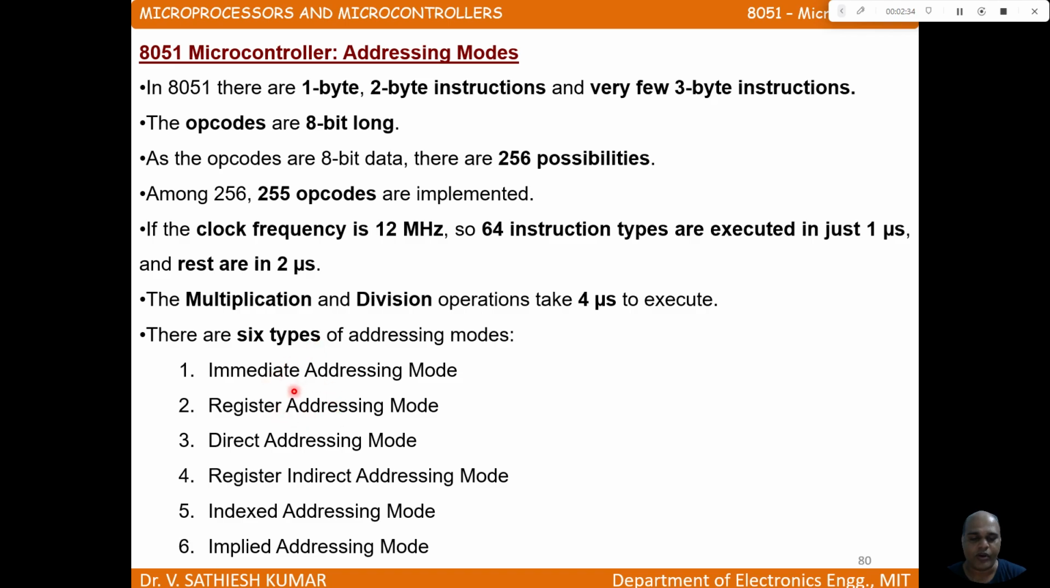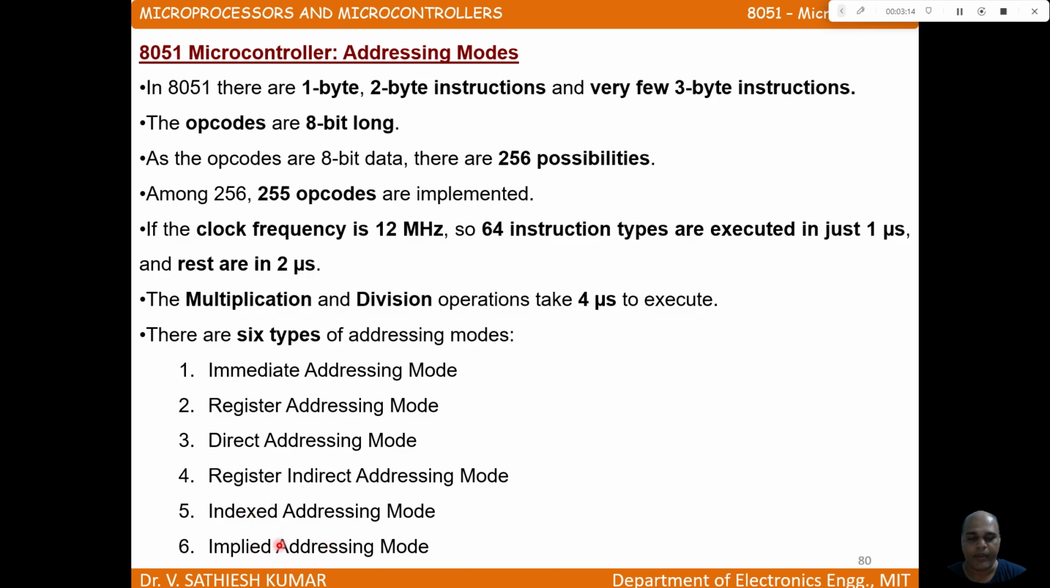In register addressing mode, the instruction contains a register which contains the data. Whereas in a direct addressing mode, the address of the data, or the RAM memory address, is provided in the instruction itself. In register indirect addressing mode, the register contains an address pointing to the data. In an indexed addressing mode, we can use an offset value, and this offset value is added with the base address to generate the physical address of the data.